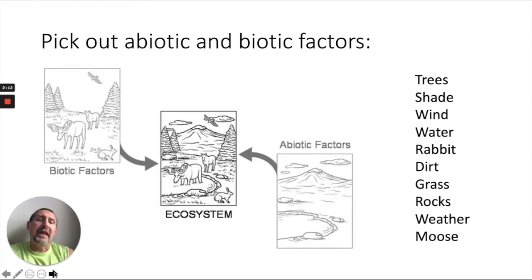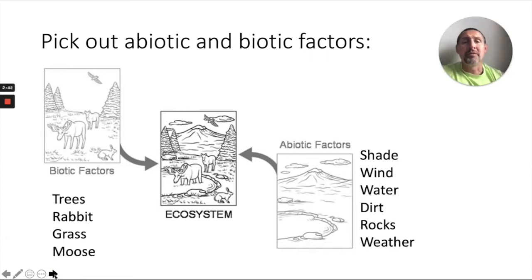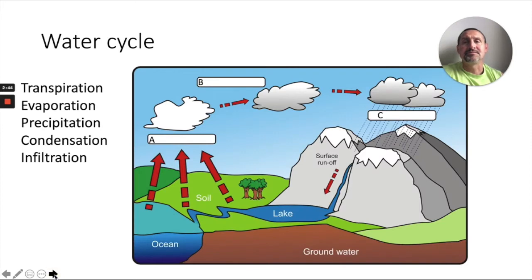To have an ecosystem, you need to include both living and non-living factors. Biotic factors are living things that influence the ecosystem, whereas abiotic factors are non-living things that influence the ecosystem. See if you can pause the video and sort these examples into biotic and abiotic factors. Hopefully you came up with a list that looks something like this.